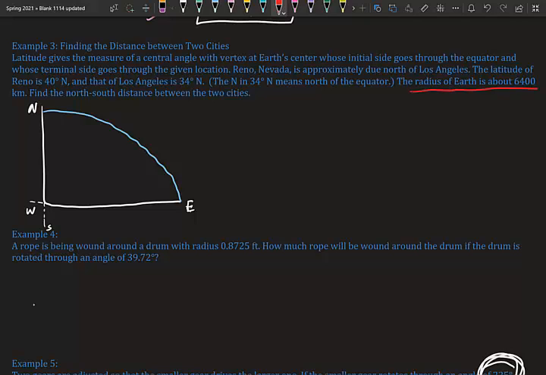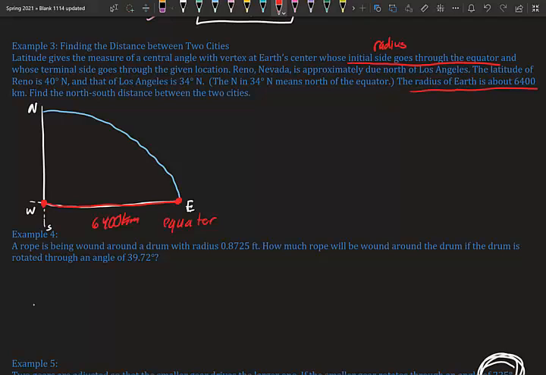So let's reread this. Latitude gives the measure of a central angle with vertex at Earth's center, whose initial side goes through the equator and whose terminal side goes through the given location. So the radius is the equator. It tells us the initial side goes through the equator. That's saying the radius is the equator. So from here to here, that's 6,400 kilometers, because that's the equator. And isn't that where the equator is? Isn't it at the largest part of the Earth, which is in the middle? So that is where the equator is.